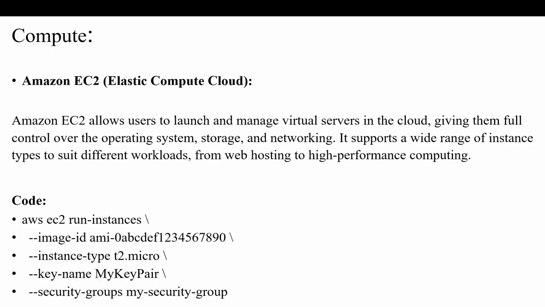So for compute, Amazon EC2, which is called Elastic Compute Cloud. Amazon EC2 allows users to launch and manage virtual servers in the cloud, giving them full control over the operating system, storage, and networking. It supports a wide range of instance types to suit different workloads, from web hosting to high performance computing. The code for it is written like AWS ec2 run-instances.